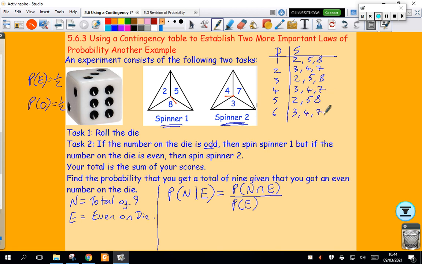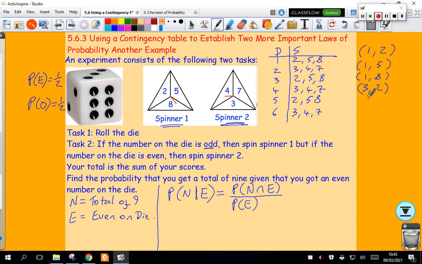And that's how we could get a picture of this thing. If I was to list all the different outcomes, the first outcome here would be a 1 on the die and a 2 on spinner 1. The second outcome would be a 1 on the die and a 5 on spinner 1. The third outcome would be a 1 on the die and an 8 on spinner 1. The next outcome would be a 3 on the die and a 2 on spinner 1.